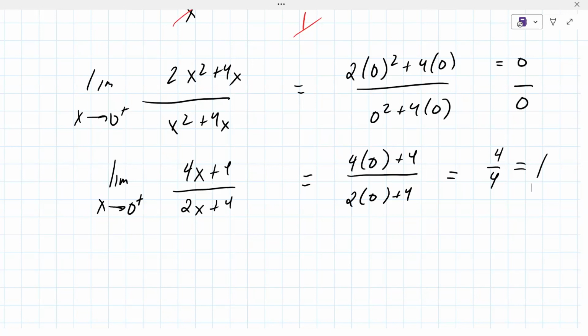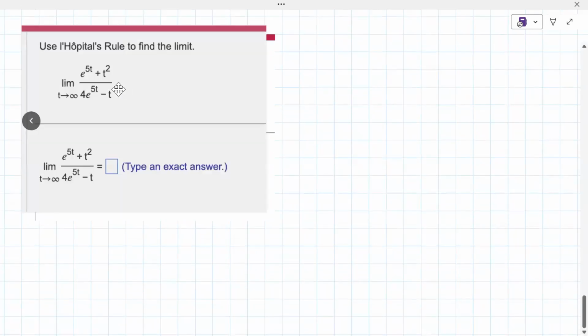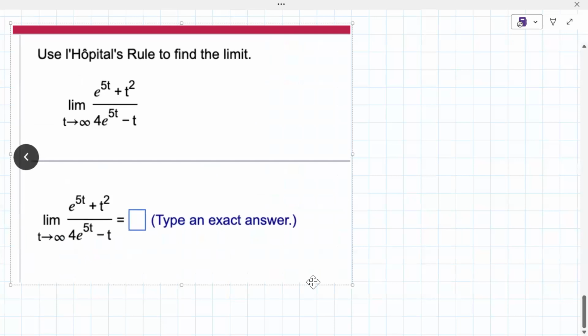Okay, let's move on to number 5. Again, if you ever want me to just move faster, you're always welcome to tell me to move faster. All right, so use L'Hopital's rule to find the limit. So if you were to graph the top and you were to graph the bottom, they both go to infinity. And you'll just get in the habit of starting to take derivatives.